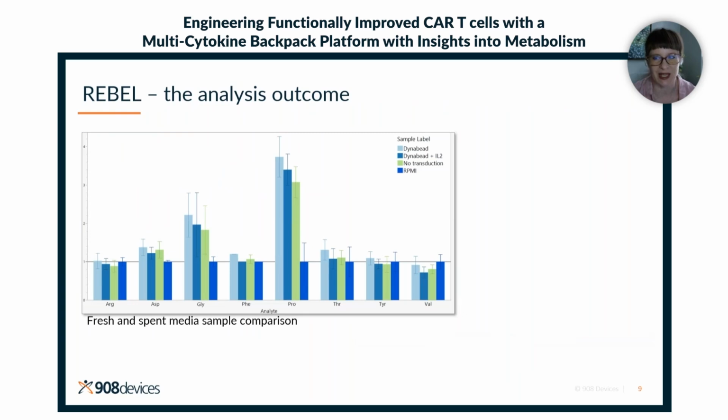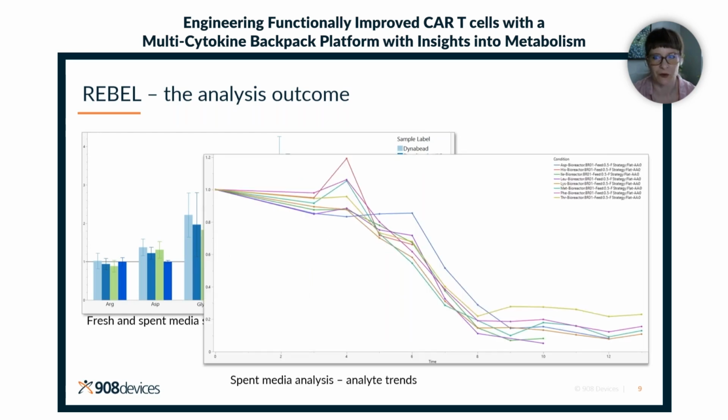With the Rebel, we can do spent media analyte level comparisons in fresh and spent media, as shown here, or, of course, look at analyte levels in a time course, following along the consumption, as shown here, or accumulation of key nutrients such as amino acids.